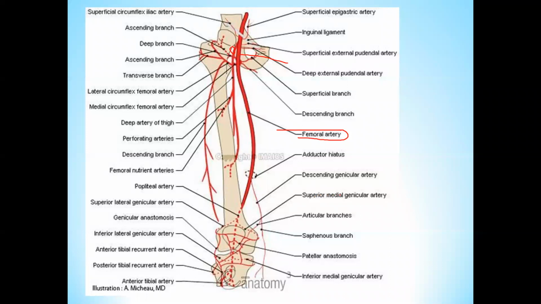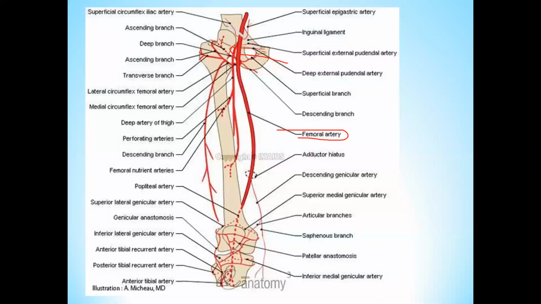For example, the superior medial genicular artery and inferior medial genicular artery and the patellar anastomosis. And on the lateral side, similarly, the superior lateral genicular artery and inferior lateral genicular arteries, and their genicular anastomosis.